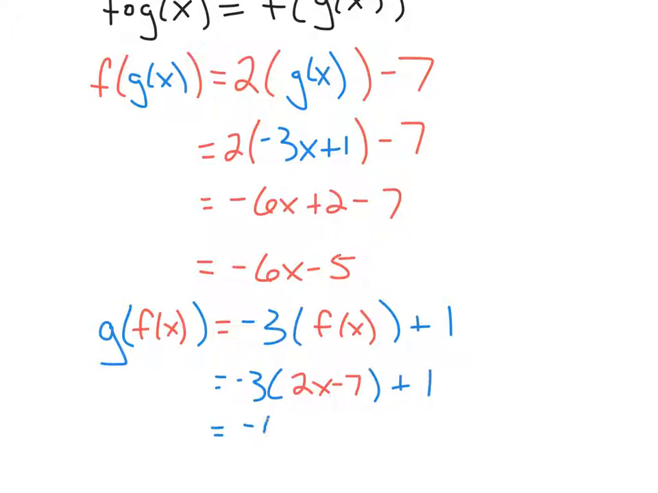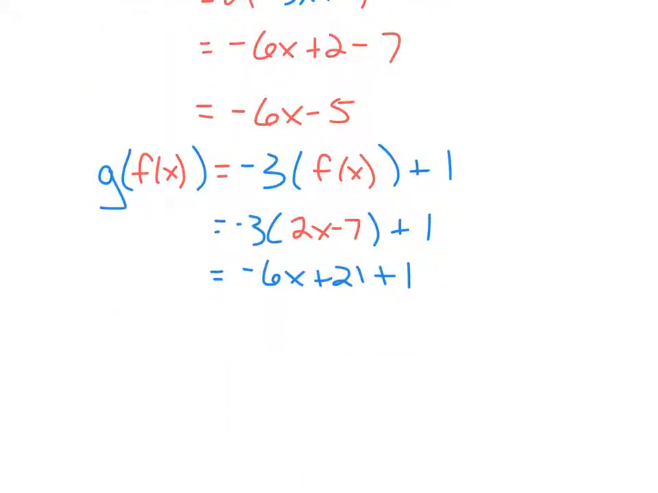Distribute the negative 3, and we get g of f of x equaling negative 6x plus 22.